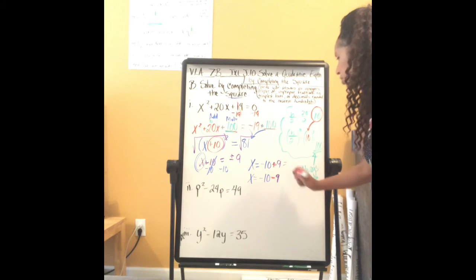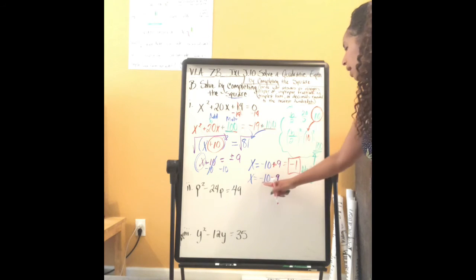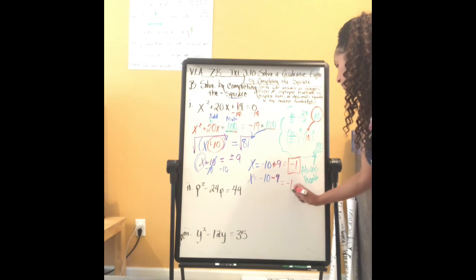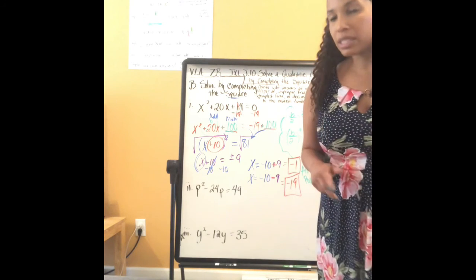And your two answers would be negative 10 plus 9 gives me negative 1. And negative 10 minus 9 gives me negative 19. Okay, those are my two solutions to B1.